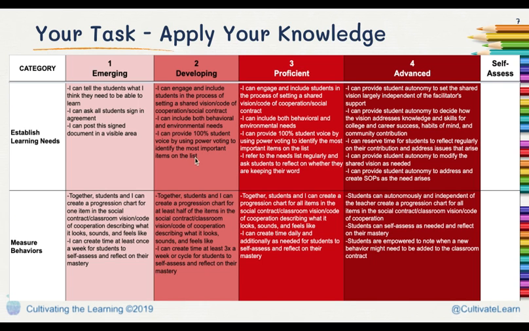If you've already done this because your school has already begun some of those things, then you might be moving along to proficient. I can engage and include students in the process of setting a shared vision, so that's the same as developing. I can include both behavioral and environmental, that's also the same as developing. I can provide 100% student voice by using power voting, that's also in developing. So proficient means that you have to do all of developing and you refer to the needs list regularly and ask students to reflect on whether they are keeping their word.